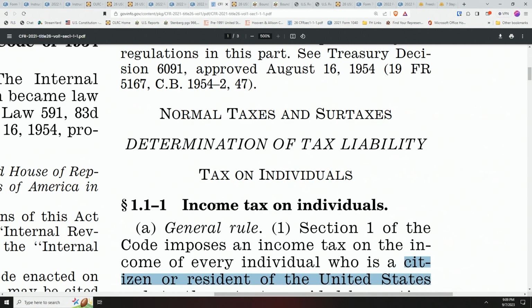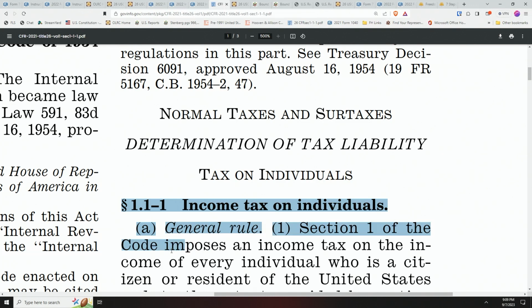What does the term U.S. mean? And even the income tax regulations by the U.S. Treasury, Part 1.1-1, tell us that Section 1 of the Internal Revenue Code tax laws imposes an income tax on the income of every individual who is a citizen or resident of the United States. Okay, now you keep hearing the word United States. What is this United States? Let's again look at the law.